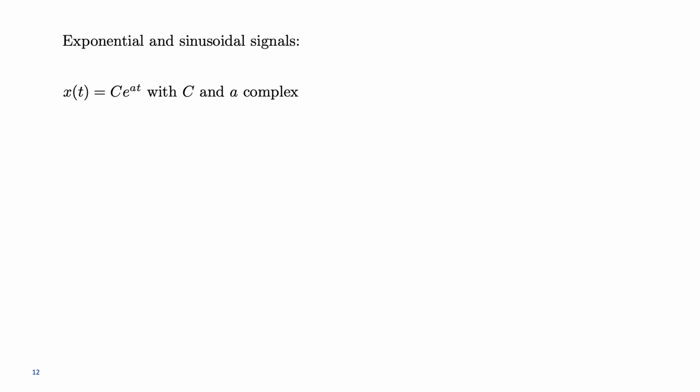Let us look now at exponential and sinusoidal signals. Let's start from a general case. Let's consider x of t equal to c times e to the power of at. Okay, so t as usual is the independent variable, but in this case c and a are complex numbers. They are complex coefficients. Depending on the nature of c and a, we can actually encounter very different situations. Let's see them one by one.